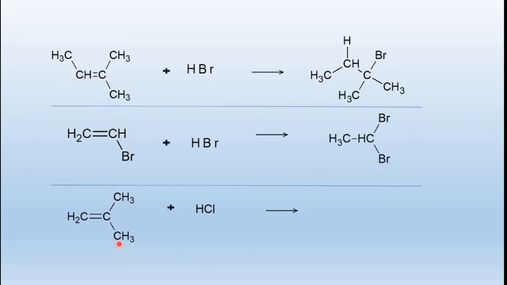In the next example, this is your reactant, wherein you have one carbon having two hydrogens and one carbon having two methyl substituents, right? There is no substituent over here. This is having two methyl substituents and no hydrogen. So again the negative part of the reagent, that is chloride, must go to the carbon having fewer hydrogen atoms, or I can say the carbon which is highly substituted.